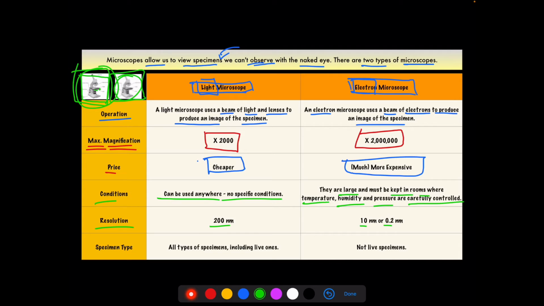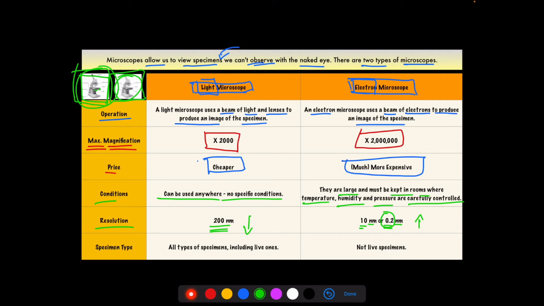which is why a smaller number is better. Remember, this is distance, this is nanometers. So if it's very small, that's much better. So as you can see, the electron microscope has a much better resolution, and this is a lower resolution despite the number. You need to keep that in mind. It could get confusing.